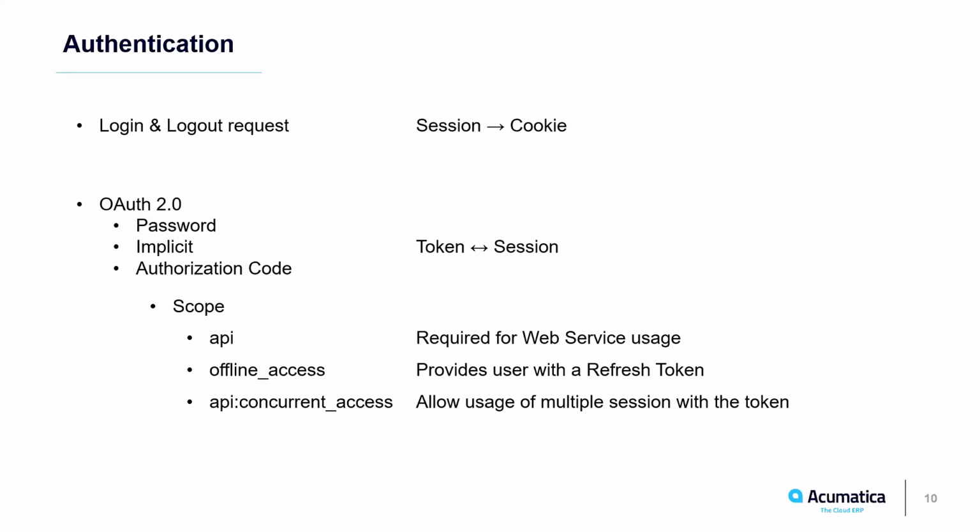And thus, after a period of a month, you will have to perform the original OAuth request to get a new token and a new refresh token from scratch again. And you have the API concurrent access scope, which makes it so that the requests that you make on your token will be able to use multiple sessions inside of the system. Okay, that is pretty much it for the authentication part.